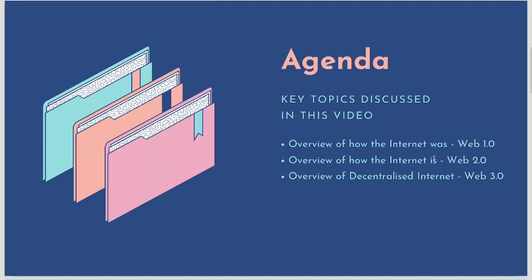So the key topics that we are going to discuss in this video are an overview of how the internet was, that is Web 1.0, an overview of how the internet is, Web 2.0, and an overview of the decentralized internet, that is Web 3.0. So without any further ado, let's get started.